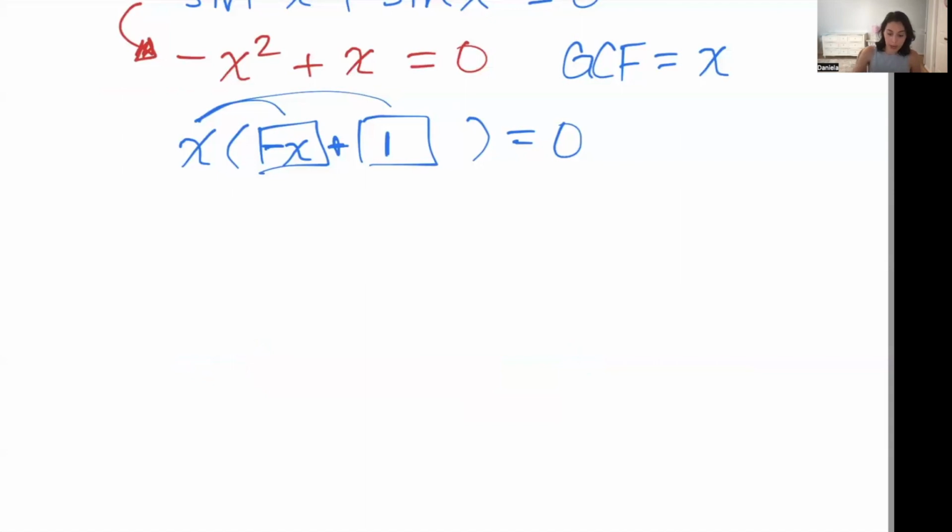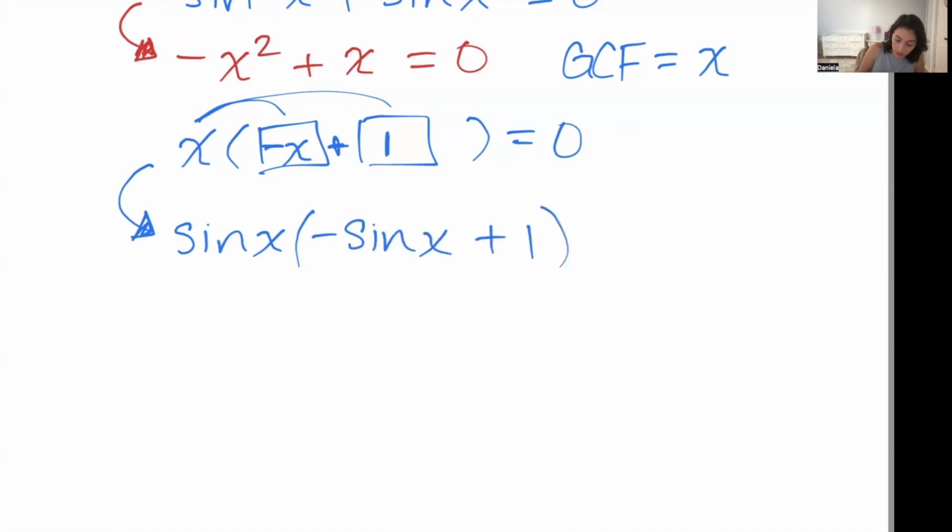So just don't forget, after you have converted it to factored form, don't forget to put it back. So put the sines back in the place of x. So instead of x, I'm going to have sine of x. And instead of negative x, I'm going to have negative sine of x plus 1 equals 0. So you'll find if you distribute, you'll get the same answer. Sine of x times negative sine of x is negative sine squared x, so on and so forth.